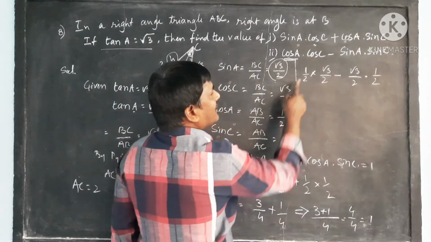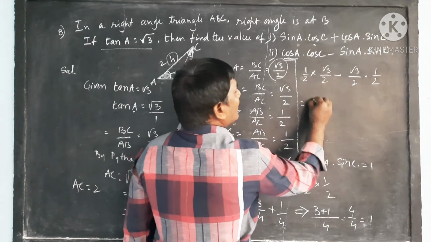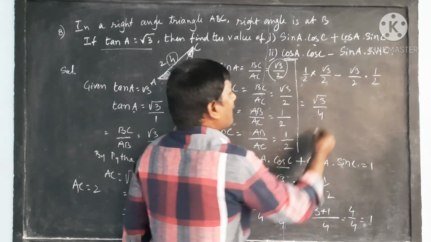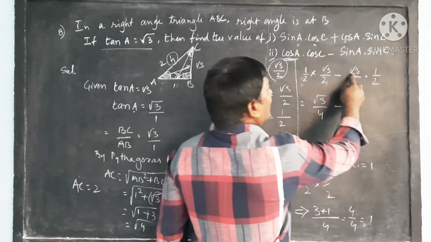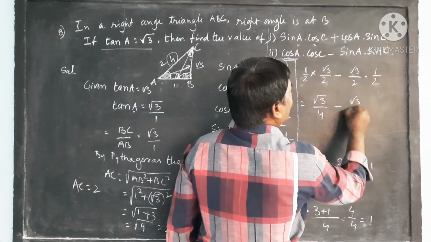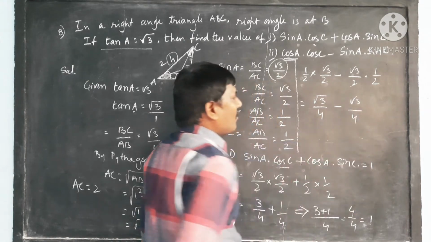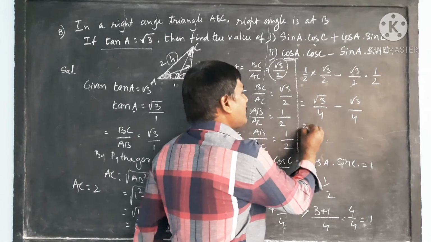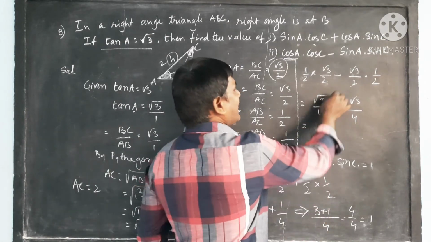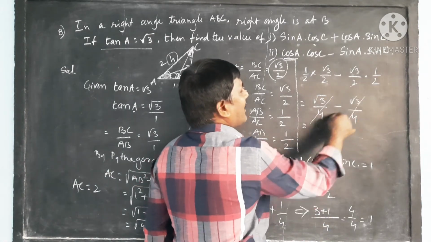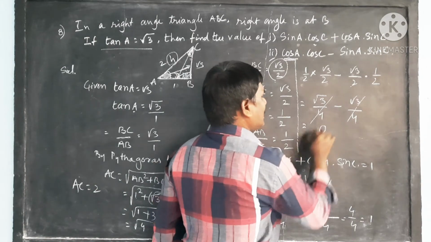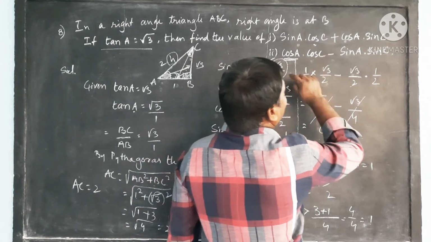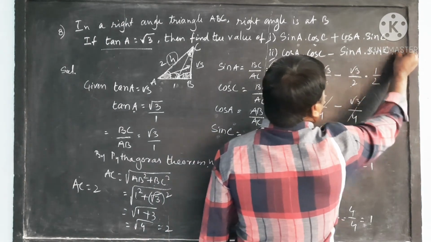Now you have to multiply these terms. 1 into root 3 gives root 3, 2 into 2 is 4, minus root 3 into 1, which is root 3, over 4. Look here: root 3 by 4 and minus root 3 by 4. Same terms with opposite signs will cancel, and you get 0. Therefore, the value of cos A into cos C minus sin A into sin C is equal to 0.